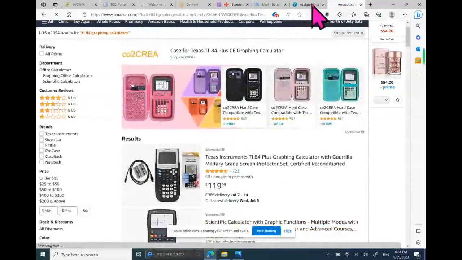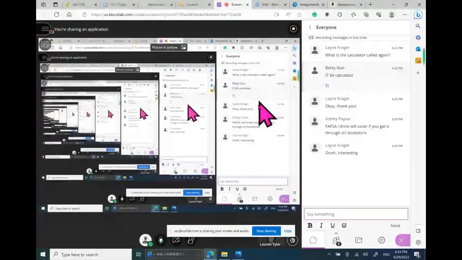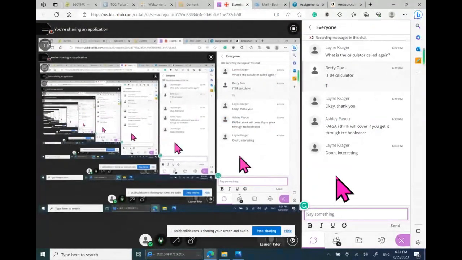But you know what? Another reason I use this type of calculator over the Japanese Casio calculator is because this is an American brand, right? And another reason is our tutoring... FAFSA, I think, will cover it. Oh yeah, TC's bookstore, really? Oh, your scholarship, awesome, very good.